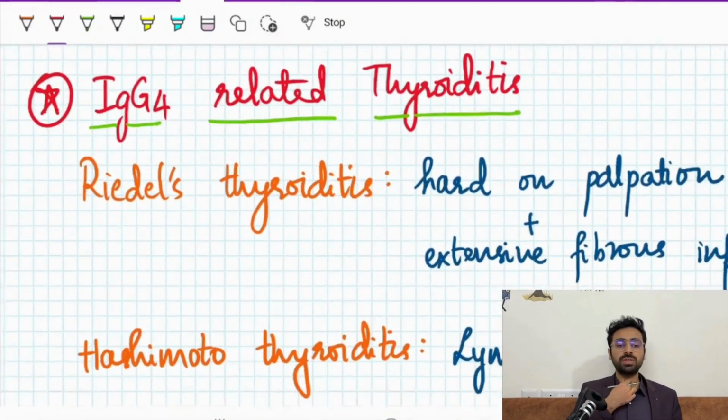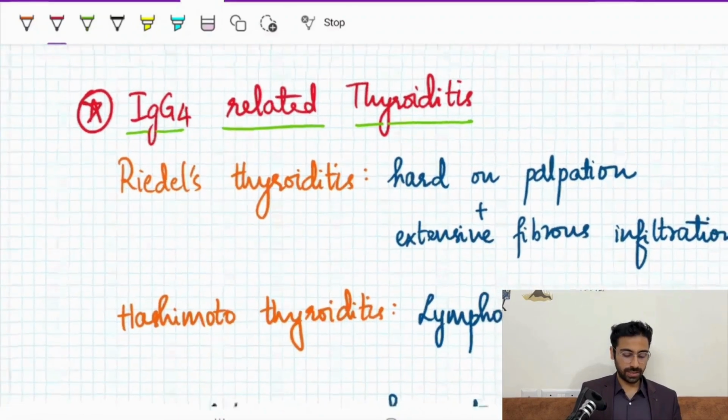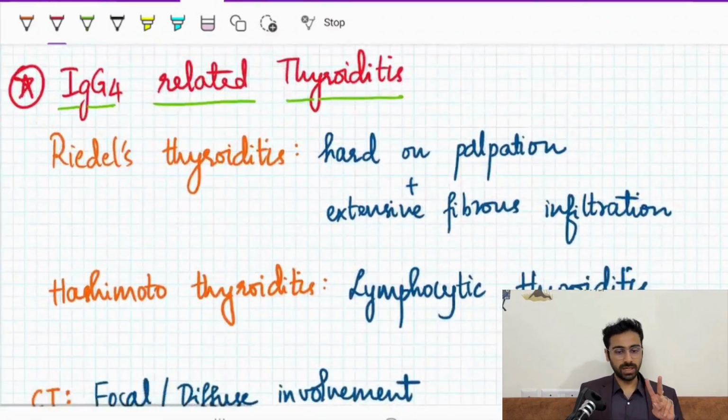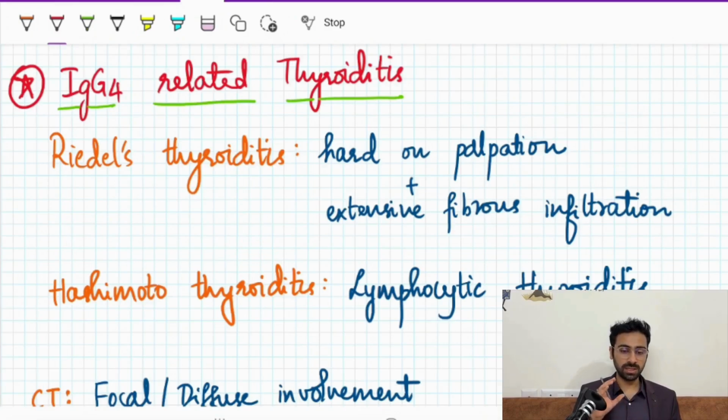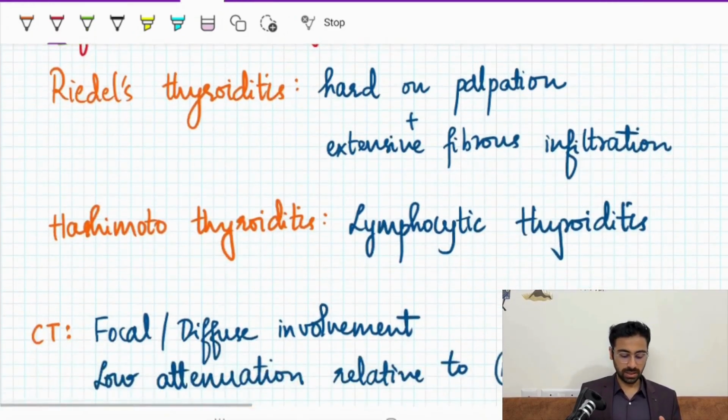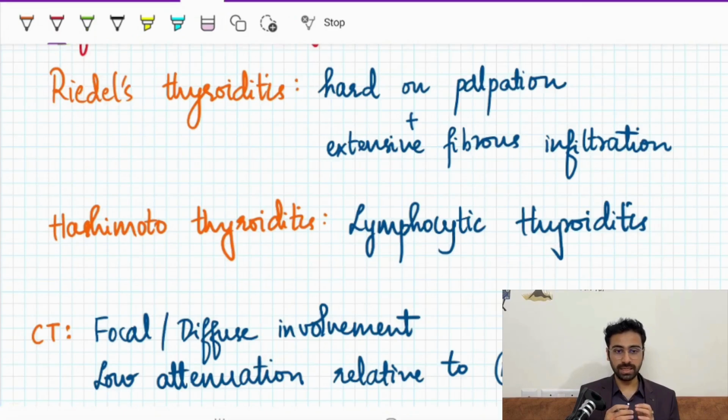Next, moving down to the next gland that presents as IgG4 related thyroiditis. This presents as two manifestations, that is Riedel's thyroiditis and Hashimoto thyroiditis. In Riedel's thyroiditis, you are already aware that it is rock hard on palpation with extensive fibrosis. Whereas Hashimoto thyroiditis is a type of lymphocytic thyroiditis, and in this particular scenario, when these plasma cells or lymphocytes are stained, they stain positive for IgG4 and they show the classic storiform appearance on histopathology.